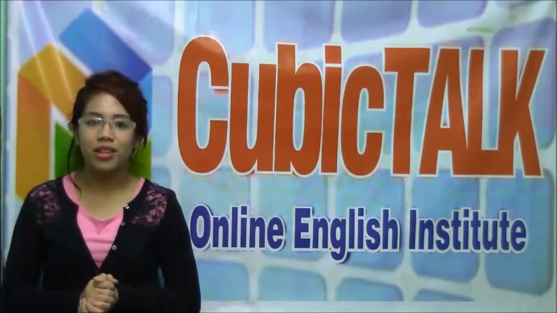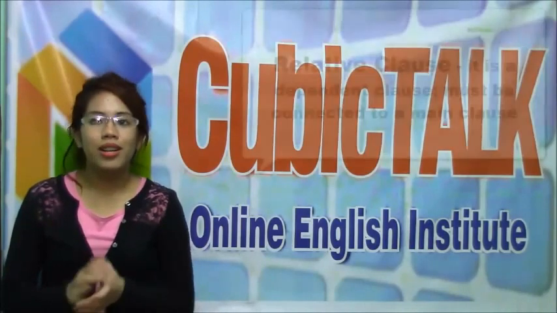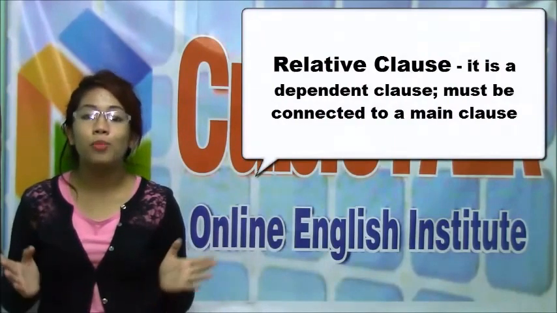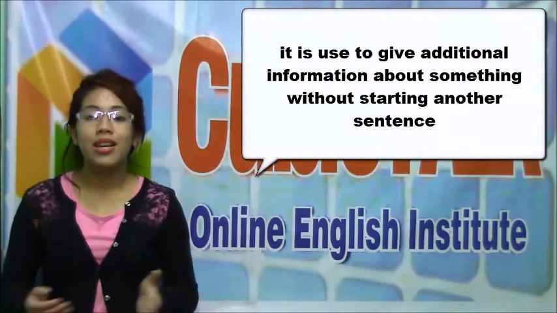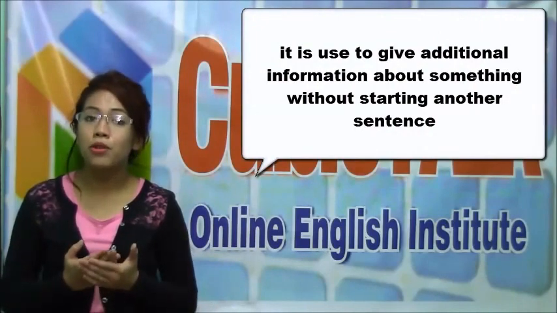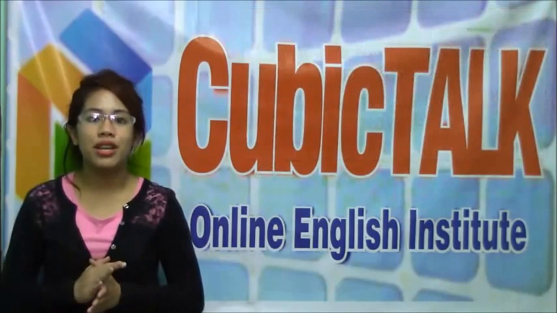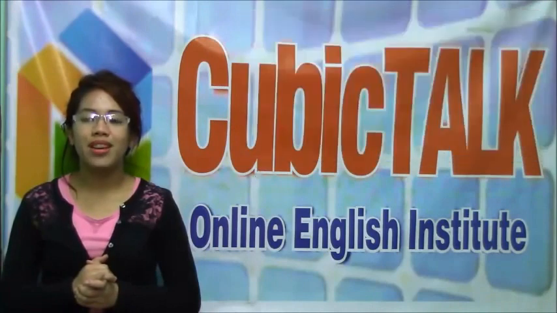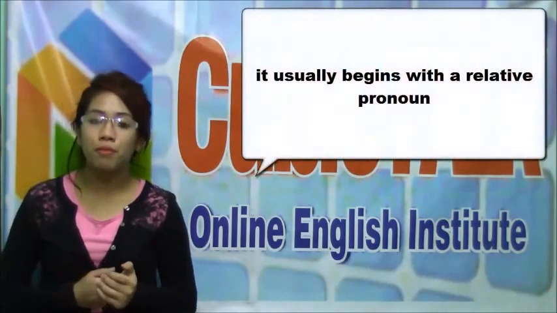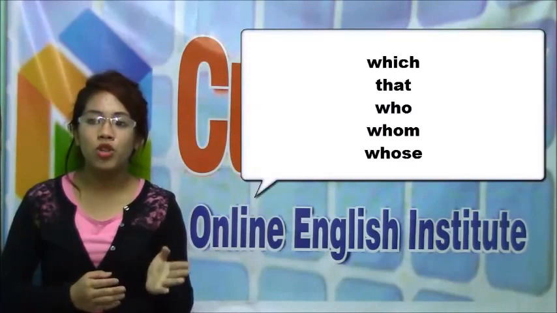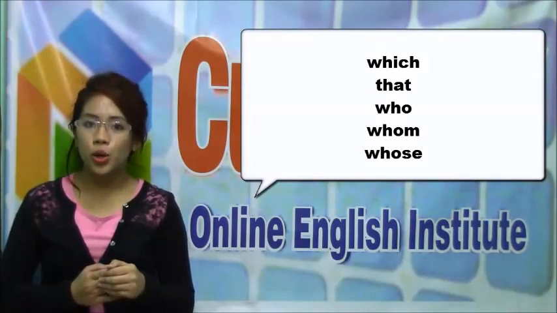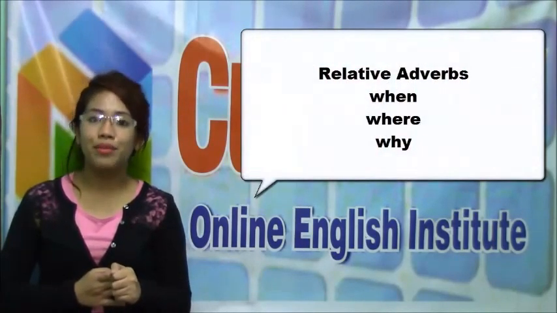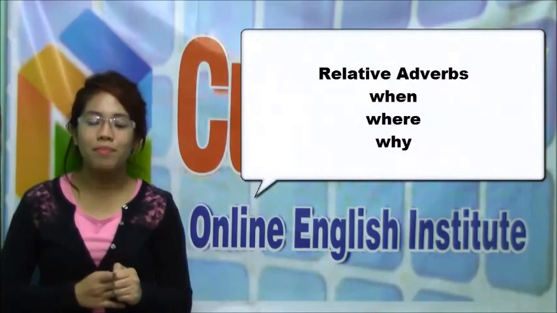Now, let us define relative clause. Relative clause must connect to a main clause so that it will give a complete idea. It is used to give additional information about something without starting another sentence. It generally modifies a noun or a noun phrase, and it usually begins with a relative pronoun, such as which, that, who, whom, and whose, or relative adverbs such as where, when, and why.